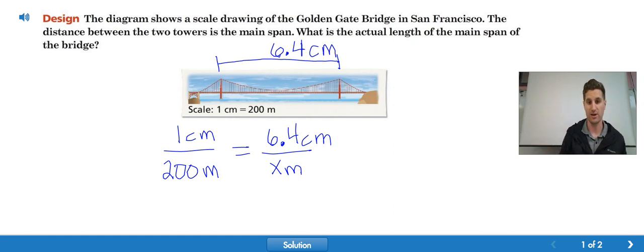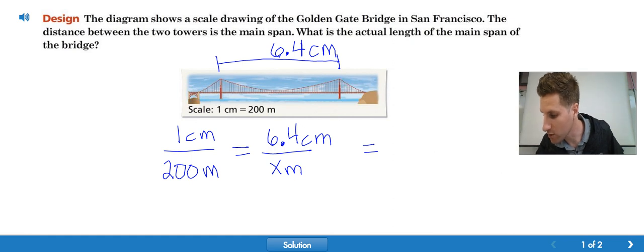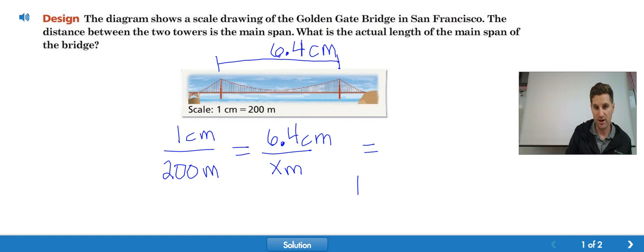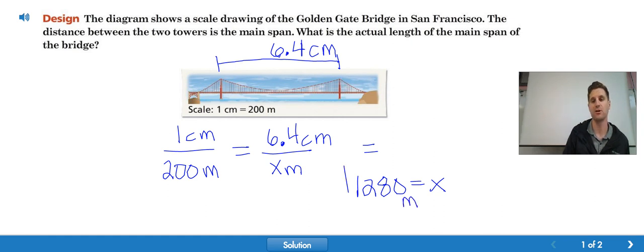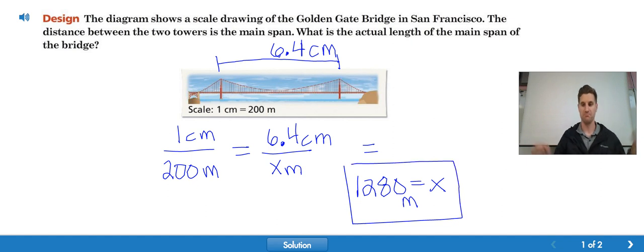We can go ahead and cross multiply here, and we're going to get 6.4 times 200. So we get 1280 equals x, because 1 times x is x, and 1280 is in meters, and we're done. What's the actual length? And there it is.